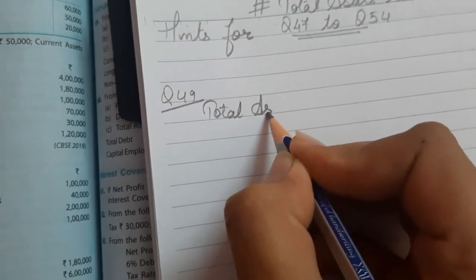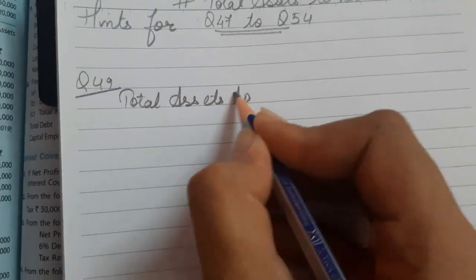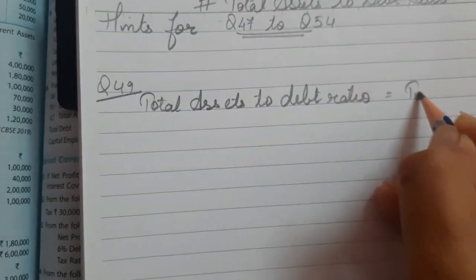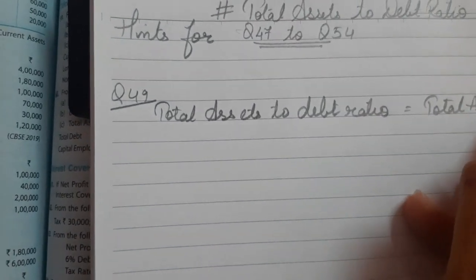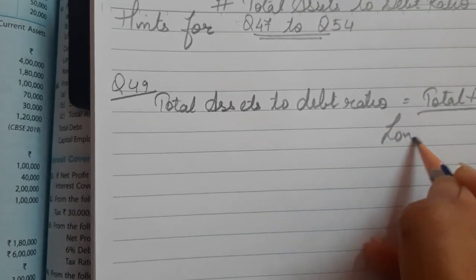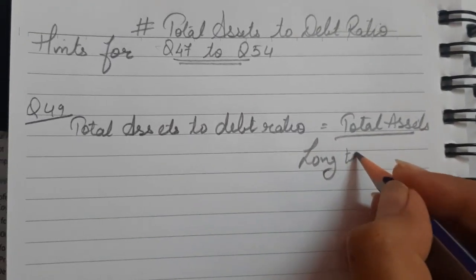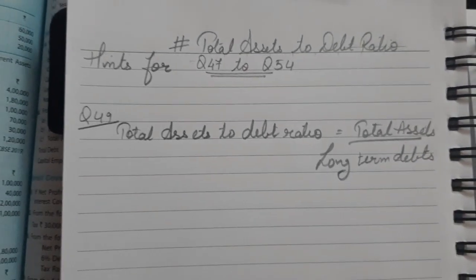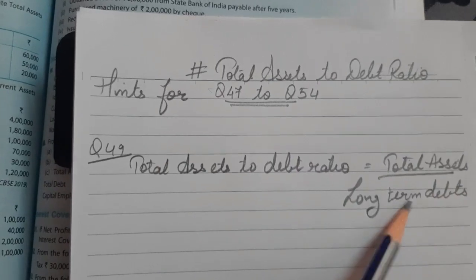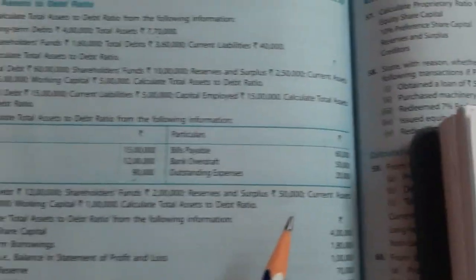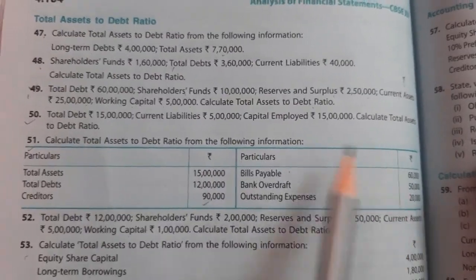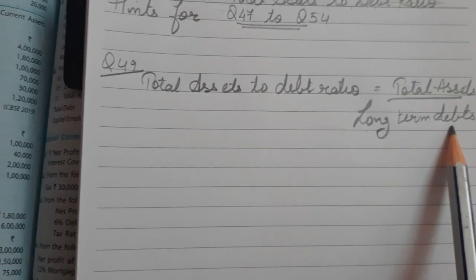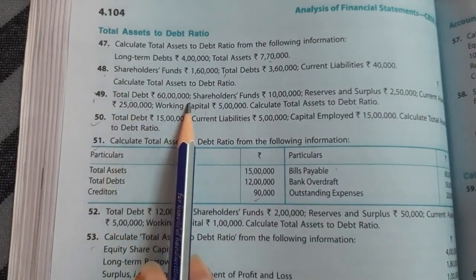Total assets to debt ratio is equal to total assets divided by long term debts. Okay, now do we have total assets and long term debts? Just check it. We do not have total assets, but we have total debts. But for this what we require is long term debts, and here it is saying total debts.